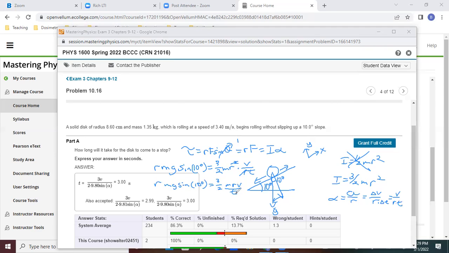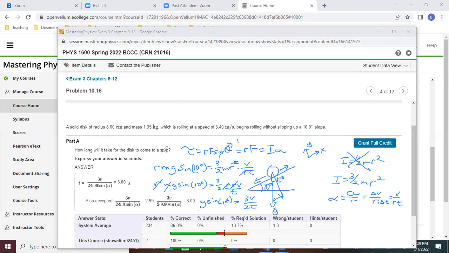So now let's take this, and you'll notice that the r's here will end up canceling on both sides. The mass is going to end up canceling on both sides. So what do we end up with? We end up with g sine, in this case, of 10 degrees. It could be whatever this slope happens to be. And that's going to be 3v over 2t.